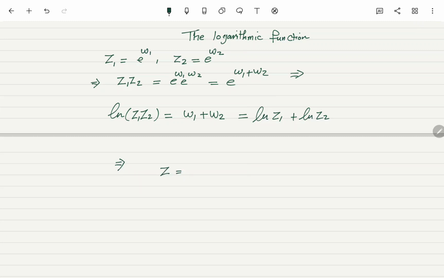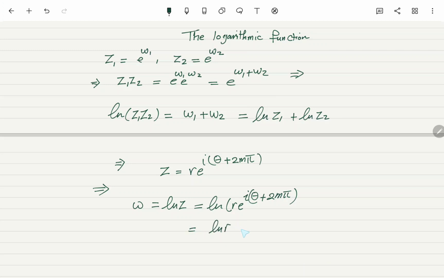Therefore, if z equals r e to the i theta plus 2m pi, then omega equals ln z, which is equal to ln of r e to the i theta plus 2m pi, or ln r plus i theta plus 2m pi, and m in this case is equal to 0, plus or minus 1, plus or minus 2, and so on.